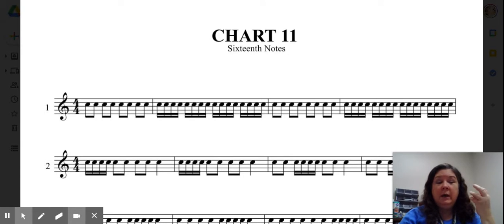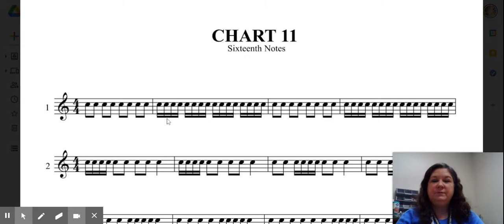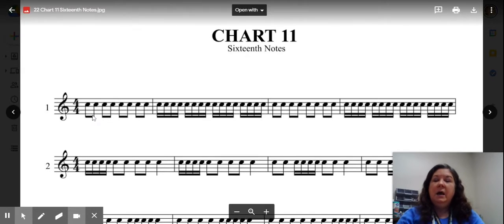If you are a woodwind player, you might see some smaller note values if you're studying your all-region music, things of that nature. But typically, this is kind of as small as you will go. If you play piano, you might see some smaller note values than this.